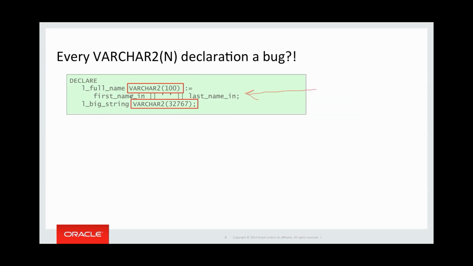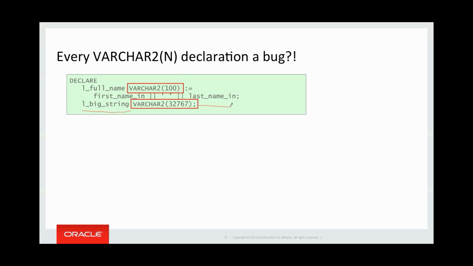So the full name is concatenation of first and last. This one's max 20. This one's max 25. That's 45 plus 1 is 46. I'm going to make it twice that, 100. It's never going to get to be that big. Oh, and I need to declare a variable that's the biggest string possible. So I'll declare it as 32,767. It's never going to get bigger than that.